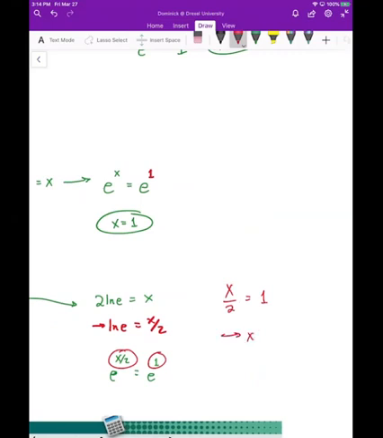And once you multiply by 2, you get that x is equal to 2. All right, so that's another example where you could show it one of those two ways there.